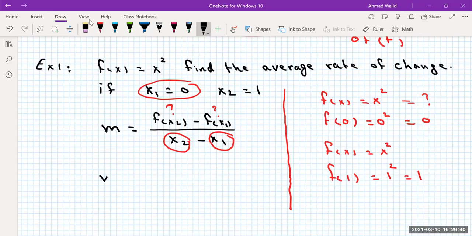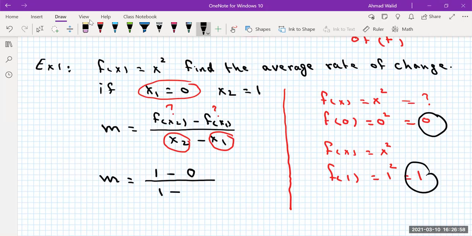Then plug in the numbers here. I can say m equals f of x2. f of x2 is actually 1, correct? Minus f of x1, 0. We already calculated those values. Over x2, which is 1, minus x1, 0, which gives you what? 1 over 1, or gives you what? 1.